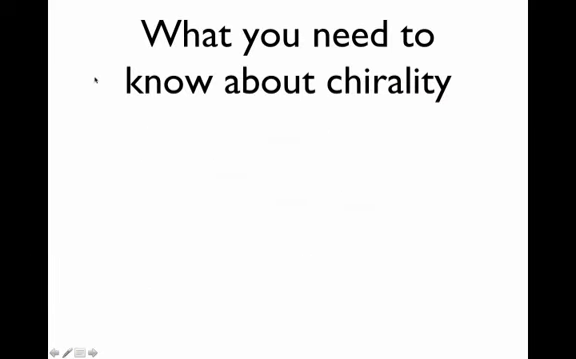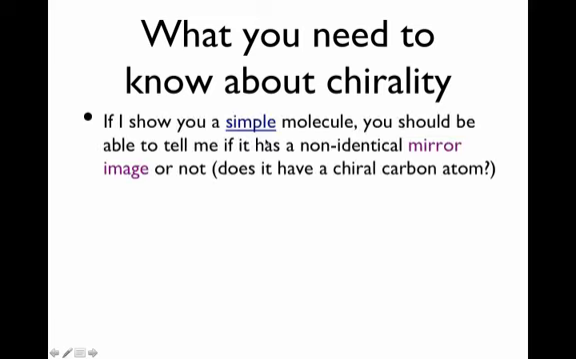As far as summarizing Chapter 12, this is what I want you to know about chirality or stereoisomers. The first thing I want you to be able to do is, if I show you a simple organic molecule, you should be able to tell me if it has a non-identical mirror image or not. And basically the test of this is, does it have a chiral carbon atom? If you have a carbon atom that has 4 different things attached, then your molecule will have a non-identical mirror image. If it doesn't have any carbon atoms with 4 different things attached, then any mirror image that you draw will just be the same molecule that you started with.